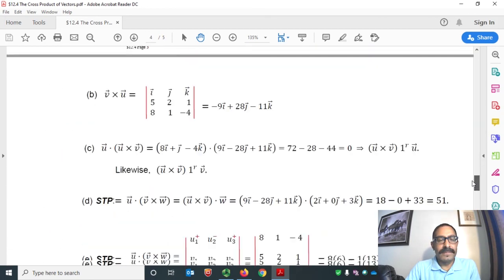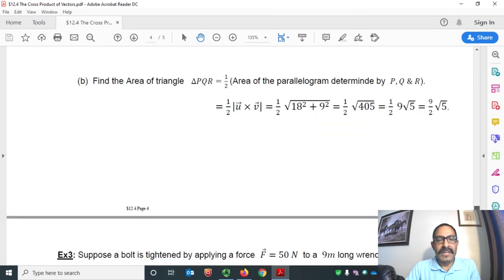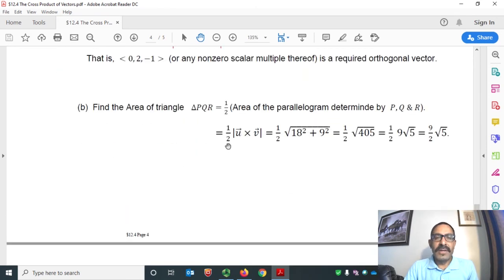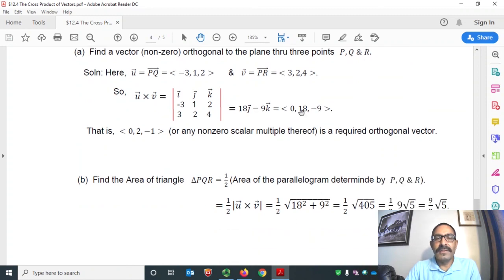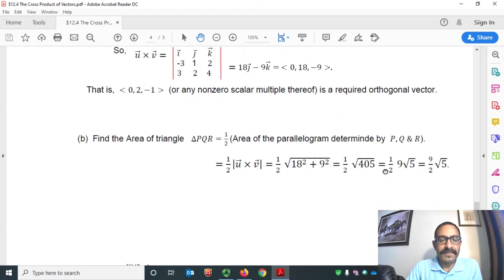Let me scroll down. We are talking in example 2, part B. So then by the formula, the area of the triangle PQR equals 1/2 the magnitude of u cross v. We already found u cross v here, which is this vector. Let's find its magnitude. So then under the radical, 0 squared plus 18 squared plus minus 9 squared. It turns out to be, after simplifying, 9/2 radical 5. That's in square units. That's the area of the triangle determined by PQR. Great. Now let's move on.